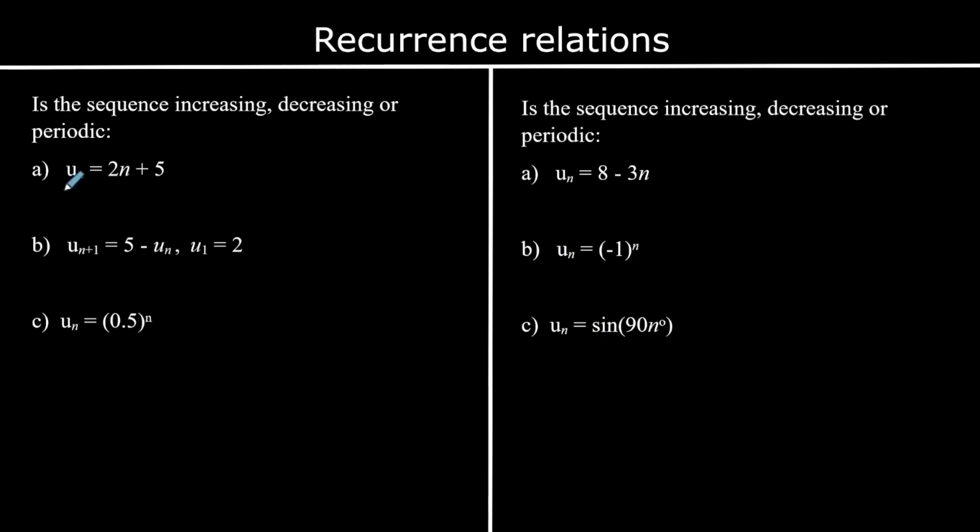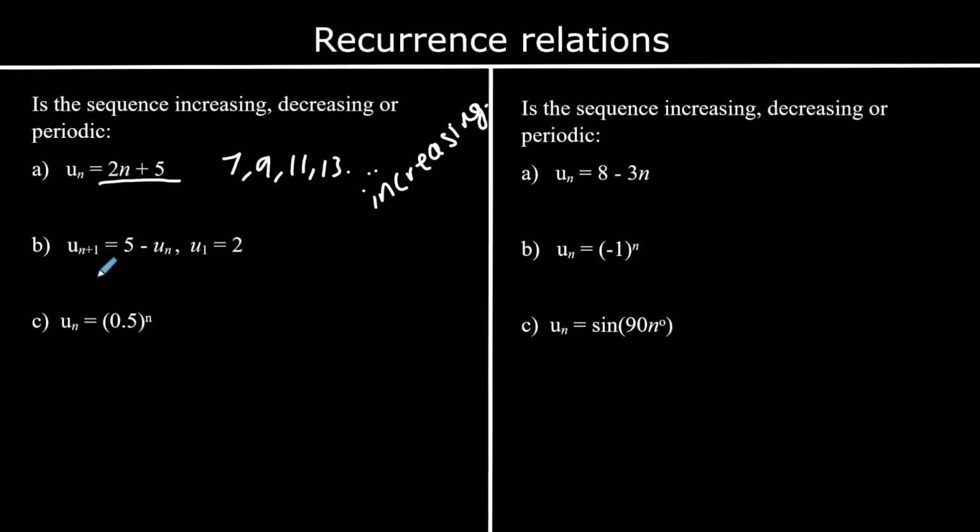The first one, u(n), is 2n plus 5. So it's an arithmetic sequence, and it's got a common difference of 2. So it's going 7, 9, 11, 13, and so on. So it's increasing. It's always going up.